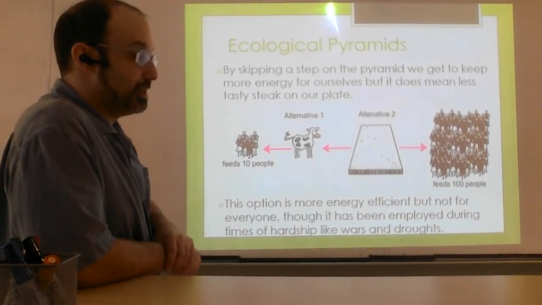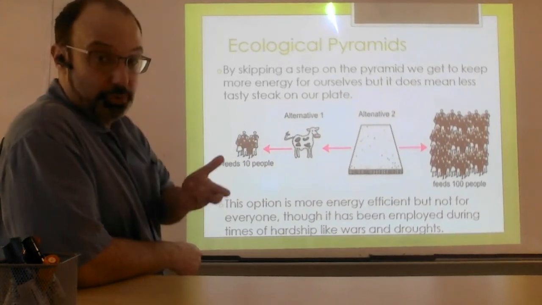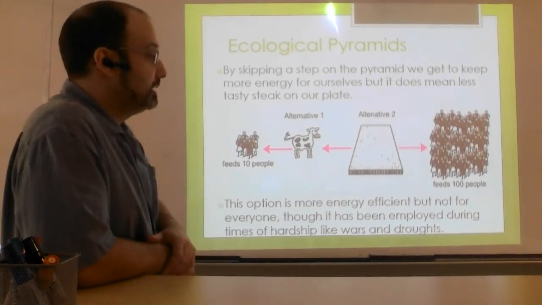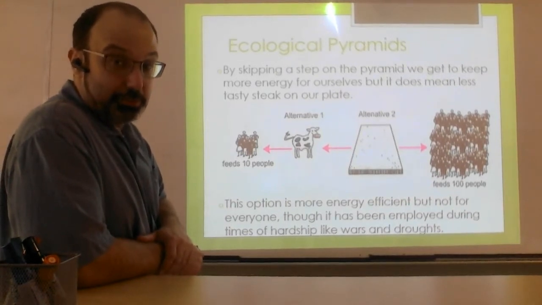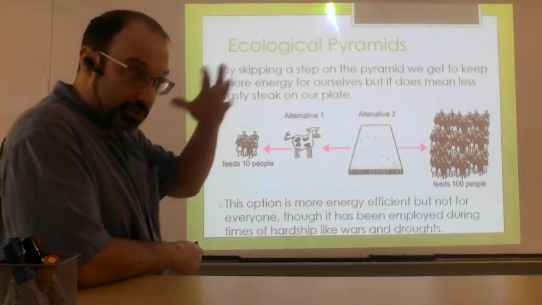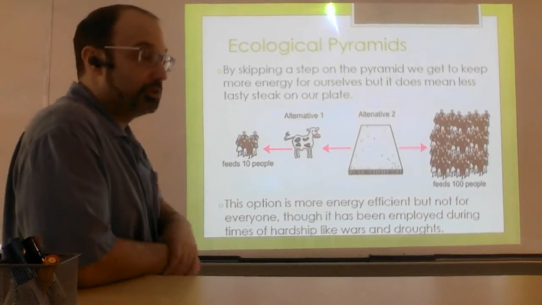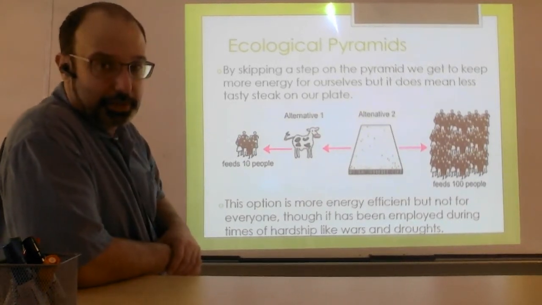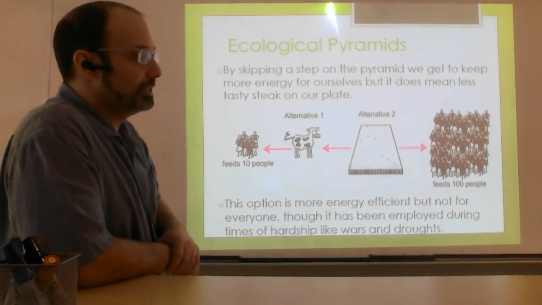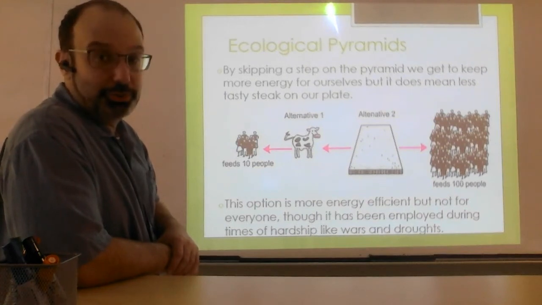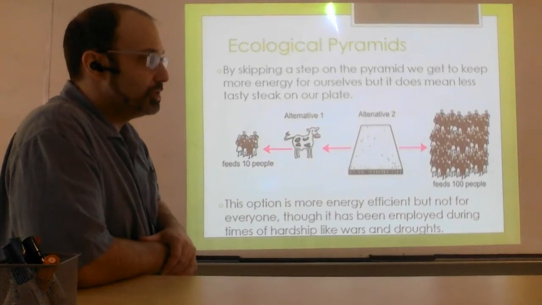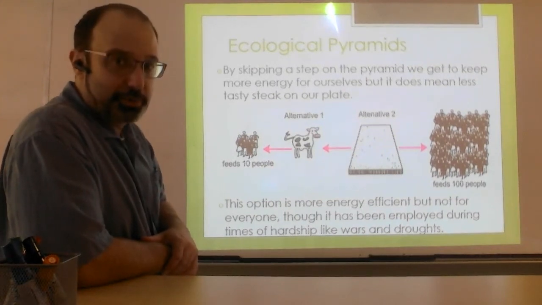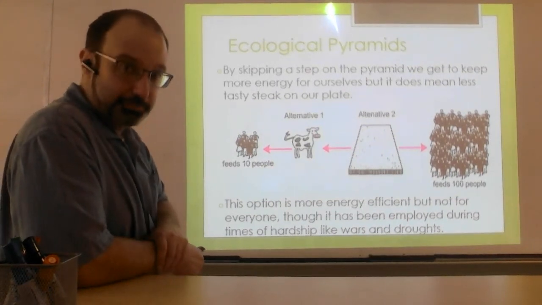This option is more energy efficient, but it's not for everyone, though it has been employed during times of hardship like wars and droughts. When World War II was a thing, I know, a long time ago, the British Empire had a problem with getting enough food. England itself, the United Kingdom, that island chain off the coast of Europe, was kind of under a lot of blockade. And unfortunately, they didn't really grow enough food to feed everybody there. That's what the rest of the empire was for. So they needed to solve that problem because they couldn't get enough food imported. So what did they do?